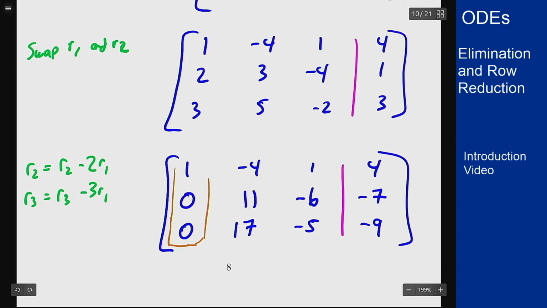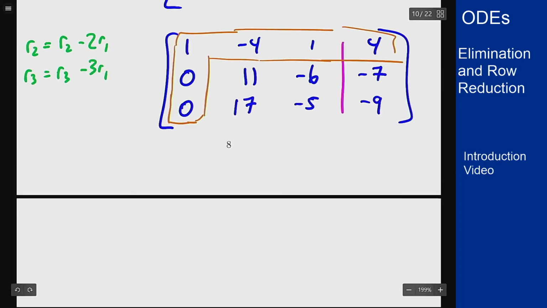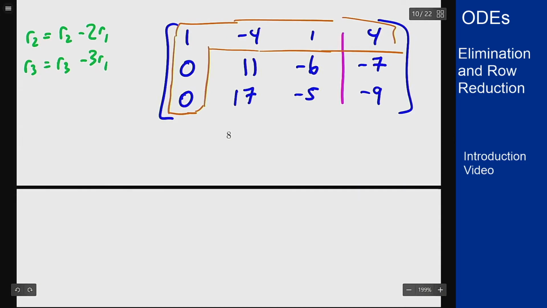So what I'm going to do is I'm now going to ignore the first row and first column of this matrix, and now just sort of zoom in on the remaining part. I'm going to do the same process on the remaining part of this matrix. So if I want to get a 1 now in this first slot, there's no point in swapping rows at this point. I want to divide this entire row by 11. So I do R2 divided by 11.